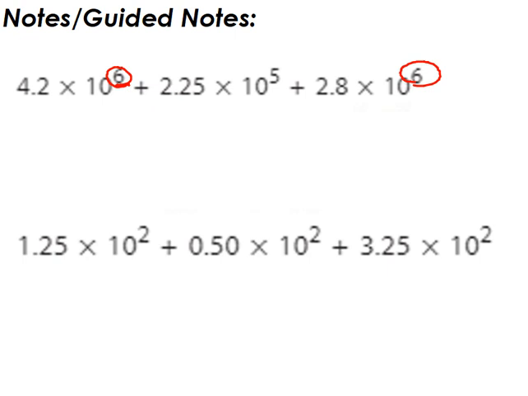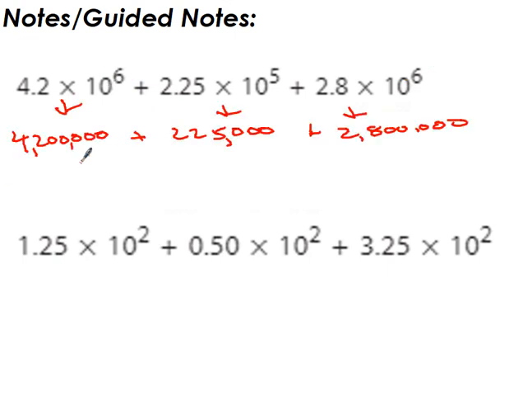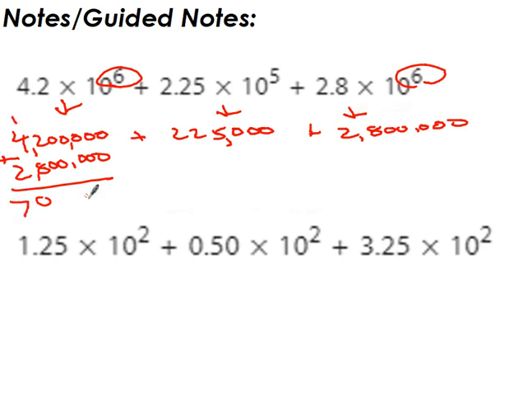Actually, let's go back and look at why this works. When I converted these to standard notation, I had 4,200,000 and 2,800,000. Because this is to the 6th power and this is to the 6th power, if I line these up on top of one another, they line up because they have the exact same amount of digits. When they're the same power, that means they have the same amount of digits, so they automatically line up. So really, all I'm doing is adding 4 and 2 with 2 and 8. That's 1, and that's 7. And then I just bring down all these other zeros.